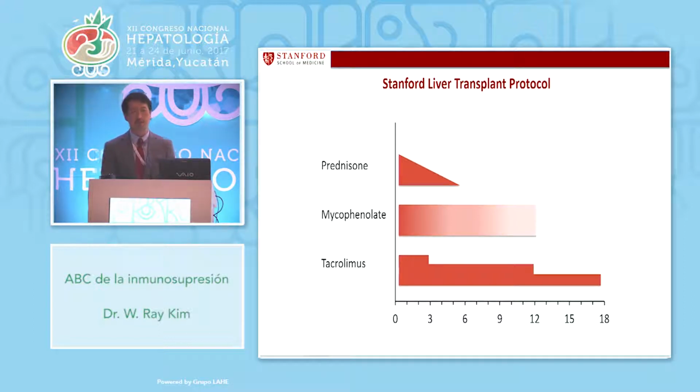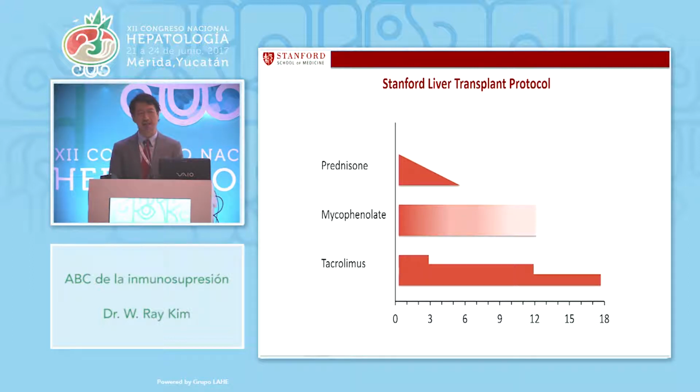For prednisone, we start with 50 milligrams on day 0. It's tapered over a 6 month period, and then everybody's off prednisone between 3 and 6 months after transplantation. We initially use mycophenolate. That is also discontinued at about a year. We tend to shorten it in patients who don't have rejection. We may prolong it in patients who have more severe acute rejection early on.